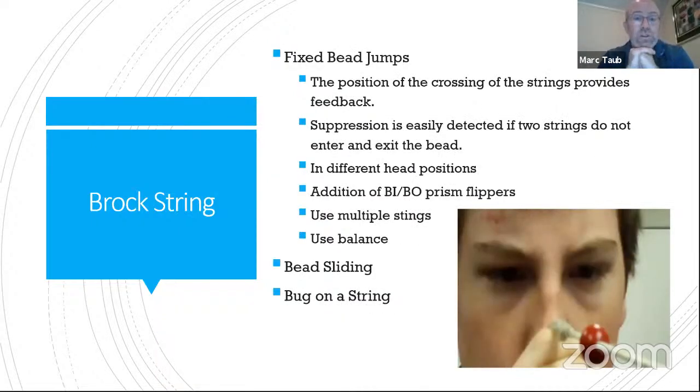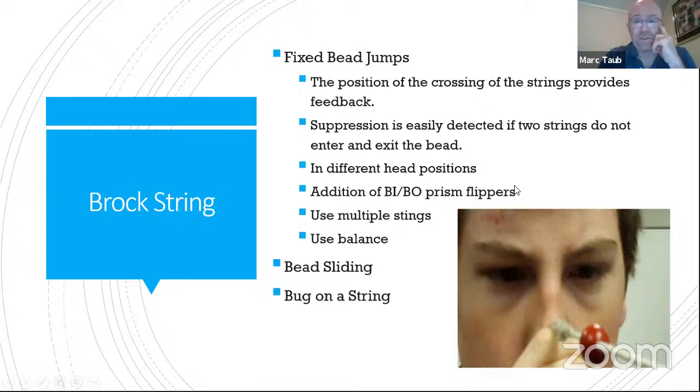There are several different ways you can use the Brock string. I start with just fixed bead jumps, going right from physiological diplopia to these. The trick is, say you have a convergence insufficiency, you don't want to start with that bead right towards the front. You want to start with it far away, and you also want other beads further so that when you're doing those jumps, you're keeping the physiologic diplopia in mind, but giving them an understanding of what it feels like for their eyes to start to converge. If you put that bead up close to begin with, they're never going to be able to sustain that fixation.